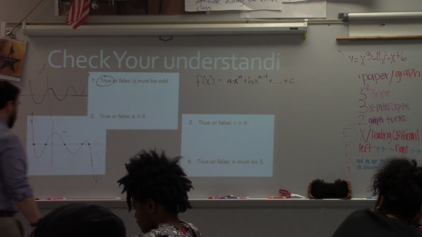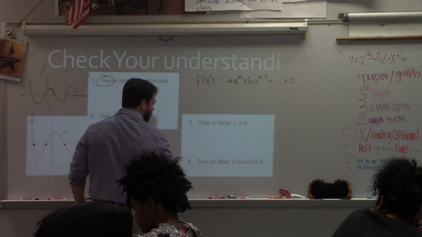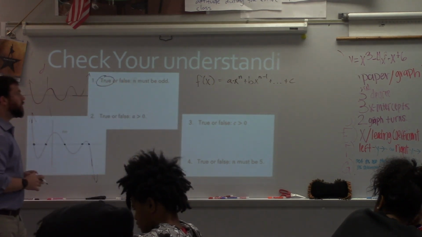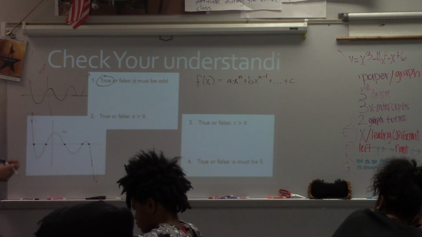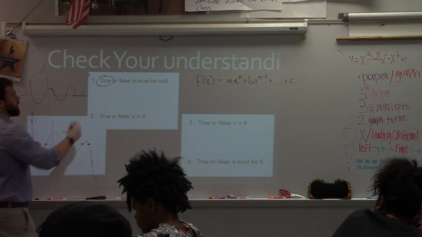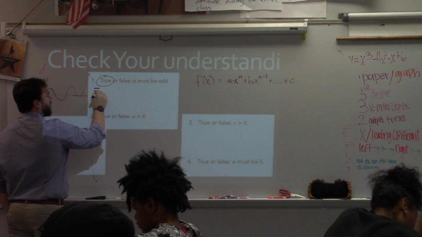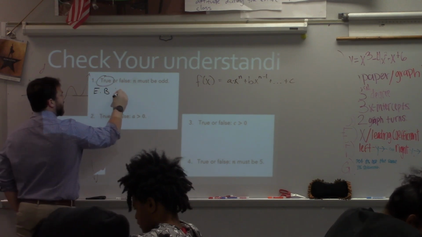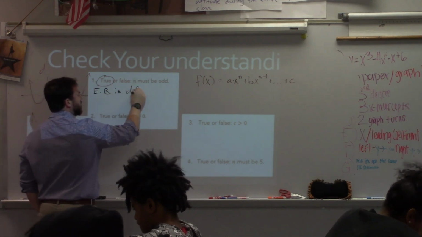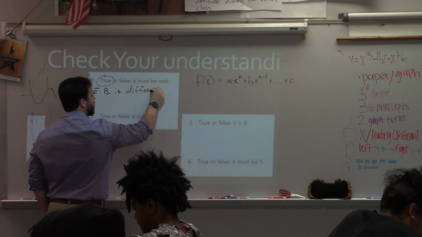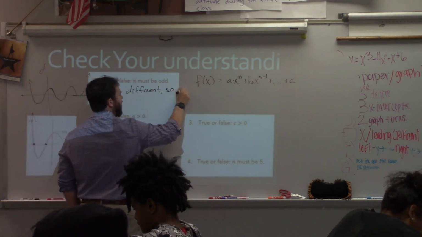Odd, yes. More than likely, yeah, it has 5 zeros. However, the biggest thing we've got to notice is that end behavior is different, right? End behavior is different. So n has to be odd.